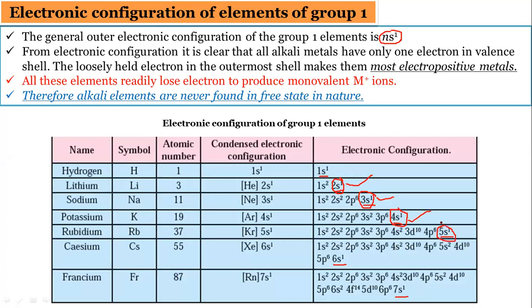So they form M plus ions. M plus ion means when one electron is given, they become M plus. Therefore, alkali metals never occur in the free state in nature. Why are they not found in the free state in nature? Because this one electron can be easily given and they can combine with atoms of other elements and form compounds. So because of this one electron, they are not found in the free state in nature.